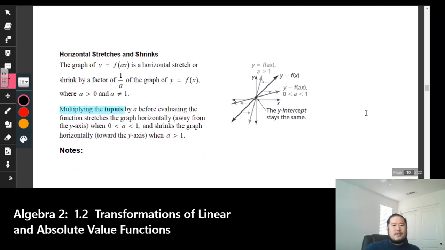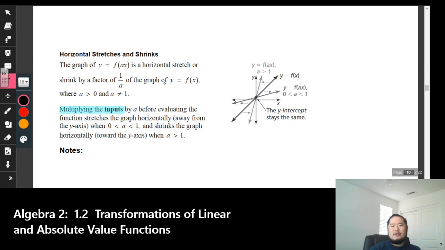Now, horizontal stretch and shrinks. We have seen some horizontal stretch and shrinking. If you remember the absolute value problem that was in the notes in 1.1, there was like 5 times absolute value of x. Let's not get that confused, because right here, what we mentioned is the A term. The A term in a function is going to affect whether we have a horizontal stretch or a shrink.